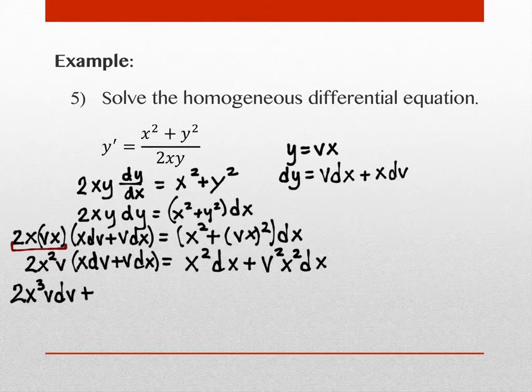Okay. And then the other one would be 2x squared v squared dx. Did we get the pieces even if they're in a different order? Does everybody have those pieces?